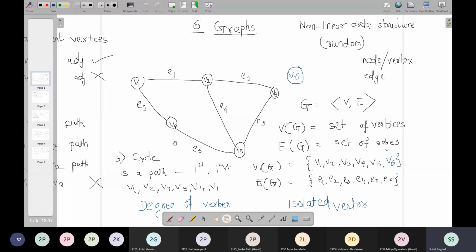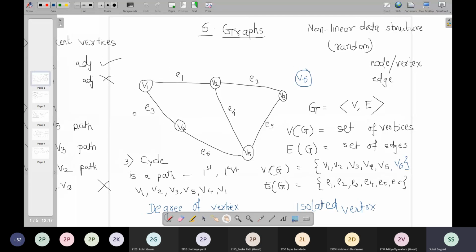We have discussed that graph is one of the non-linear data structures in which the elements are organized in a random fashion. Here the elements are represented with the help of nodes or vertices, and these nodes or vertices are connected to each other with the help of edges. Mathematically we define graph as V comma E, where V is the set of vertices and E is the set of edges. So this is one example which we had seen on that day.